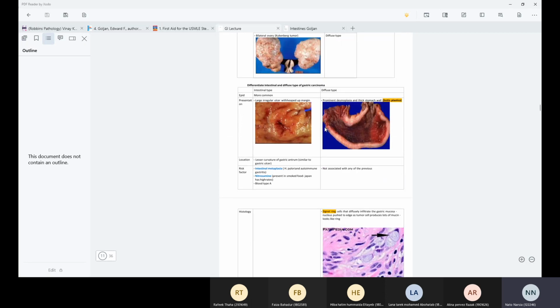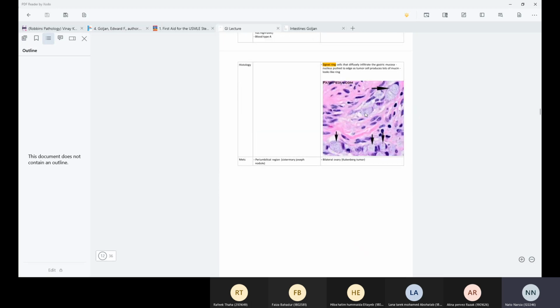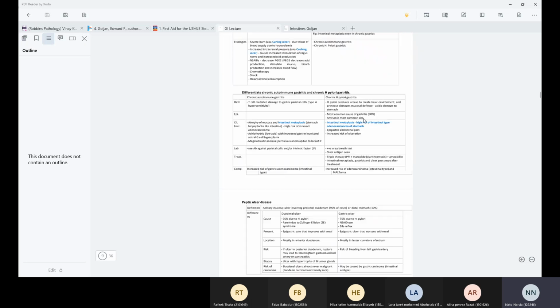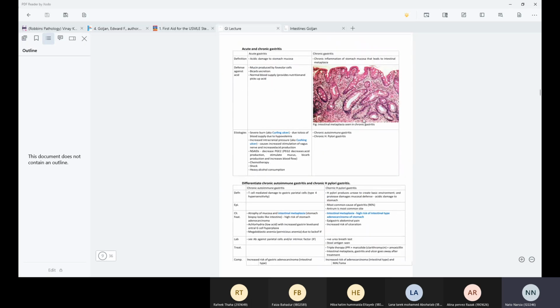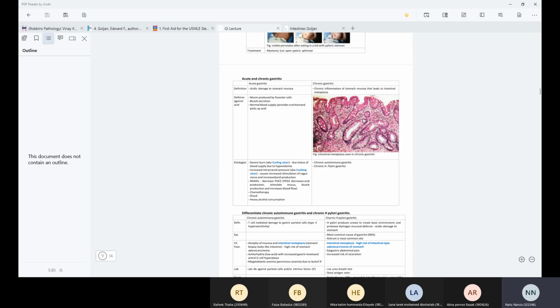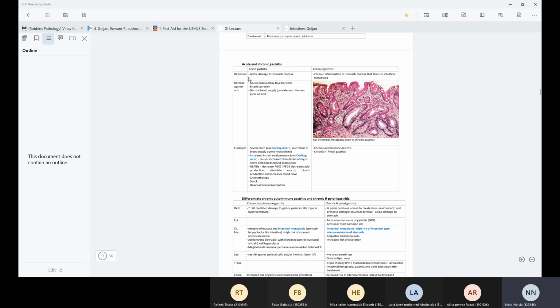Here is de novo, as I mentioned. This diffuse type carcinoma does not have any precancerous condition, but if the patient is very unlucky, they will have this carcinoma. That is about our stomach. Stomach is really high yield. You have many questions, clinically very high yield and informative. You see a lot of things. Differential diagnosis you need to make.